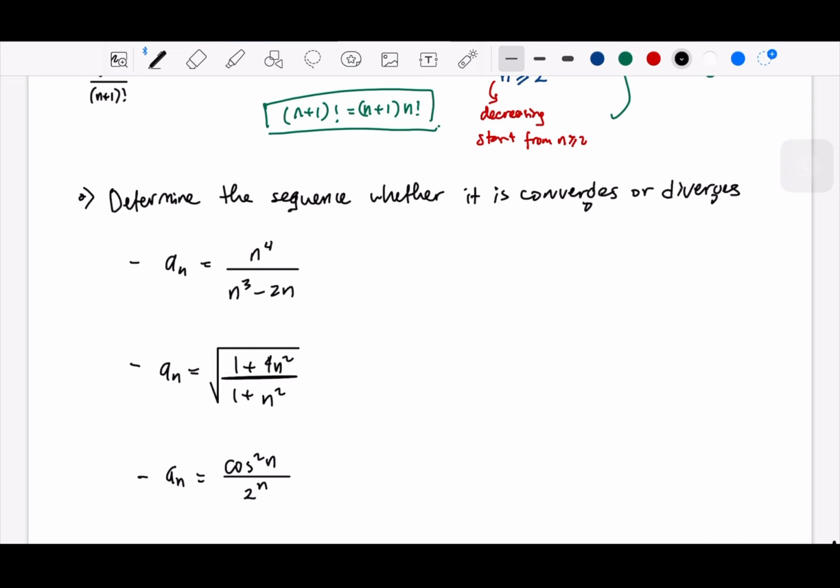Let me give you a couple of minutes, maybe 5 minutes, to try and check whether it converges or diverges. Sorry, you're right here. This is A, B. So three sequences. This is a very, very standard sequence, I think.